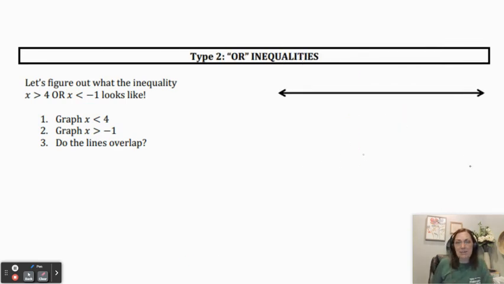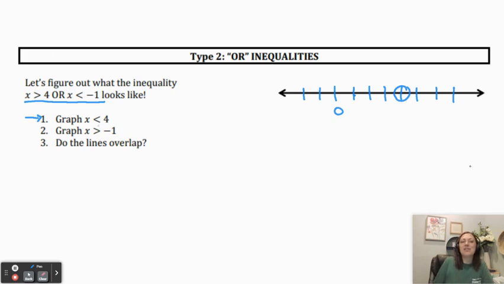For the second type of inequalities, the or inequalities, let's take a look at what those look like. So we're going to graph x is greater than 4 or x is less than -1. So we'll start with number 1 here by graphing x is less than 4. So again, I'm going to put some numbers on our number line. I'm going to make 0 here. Okay, so we're going to go to 4. So remember, we're graphing x is less than 4. So 1, 2, 3, 4.